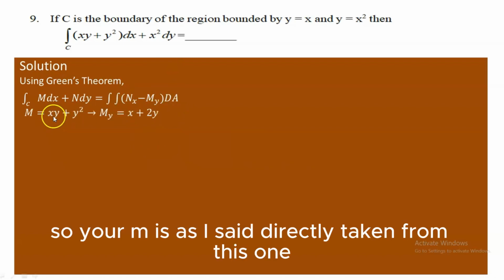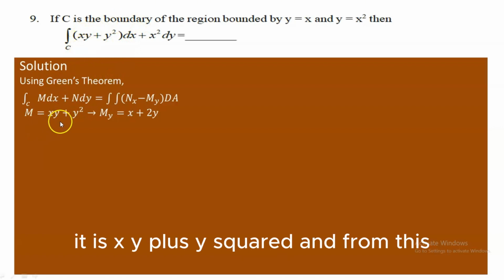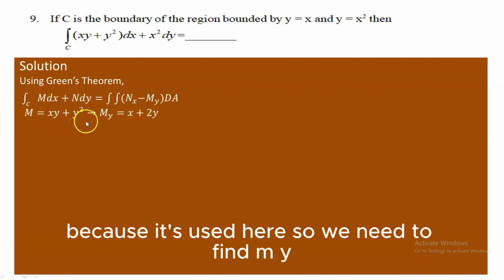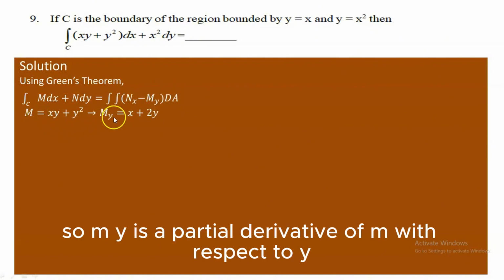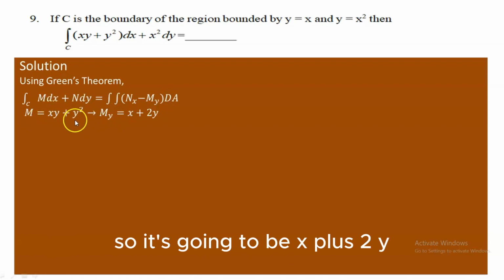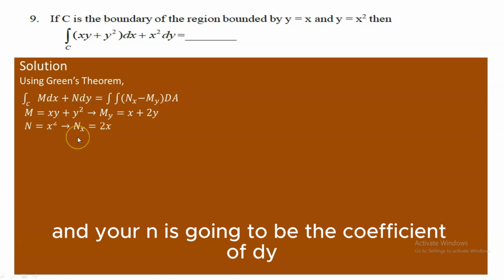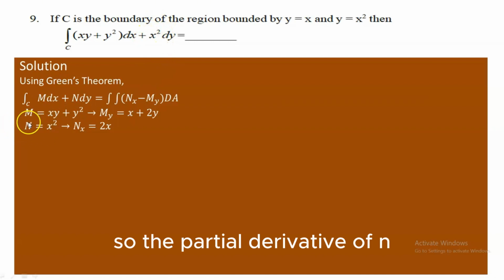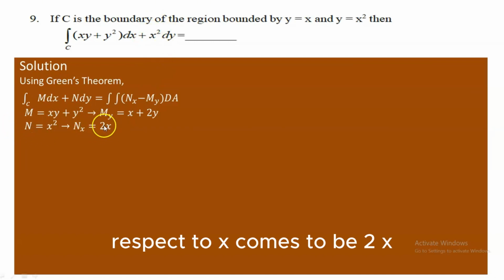So your M is, as I said, directly taken from this one. It is xy plus y squared, and from this you are supposed to calculate what My is, because it's used here. So we need to find My. So My is the partial derivative of M with respect to y, so it's going to be x plus 2y, and your N is going to be the coefficient of dy, so it is x squared, as you see. So the partial derivative of N with respect to x comes to be 2x.